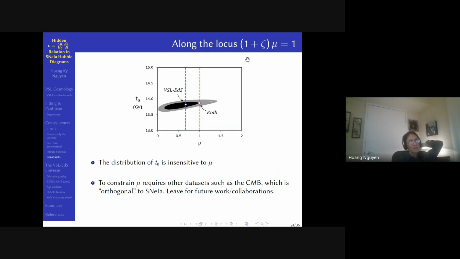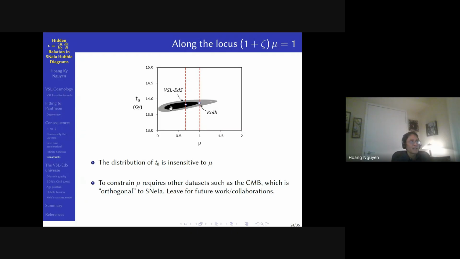Now along the locus 1 plus theta mu equal to 1, we can also compute the joint distribution between mu and T naught, and that gives us this. The distribution of T naught is kind of insensitive with respect to mu, which is between 13 and a half and 40 billion years for the age of the universe, which is good. The EdS VSL is right here. I plot that, it is right at that point, and the cone case right here.